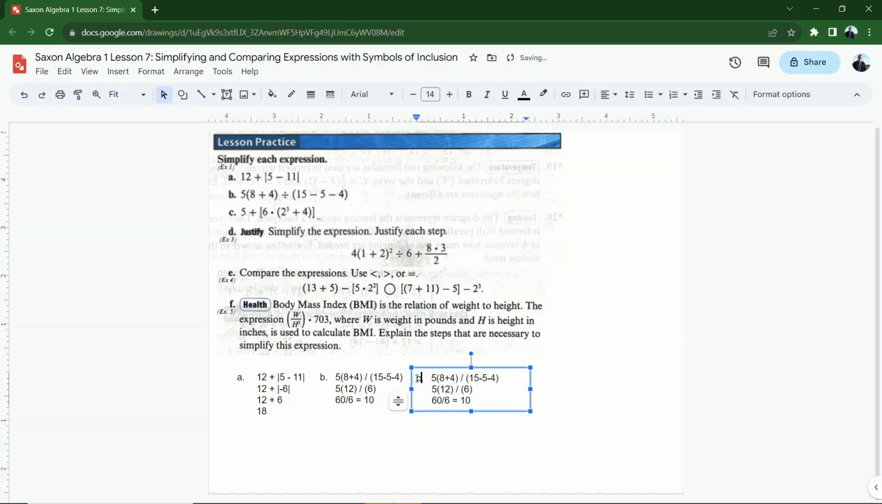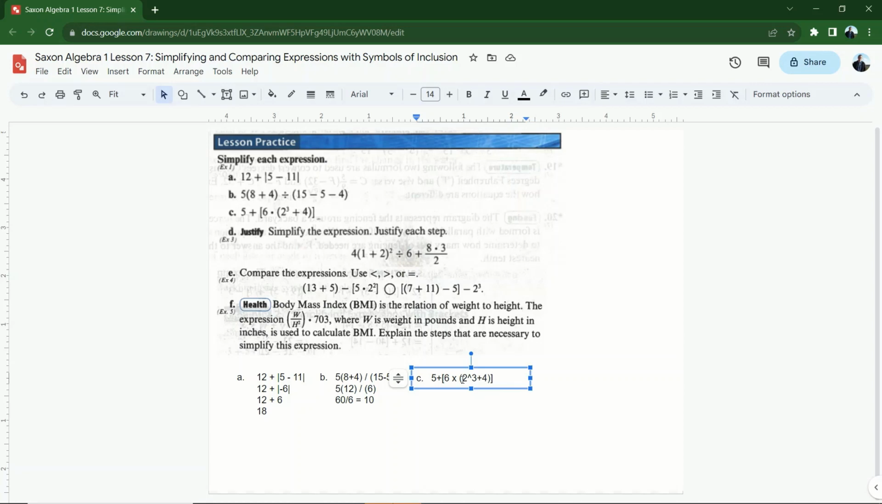In this one, we have this long inclusion symbol. So 5 plus, open bracket, 6 times, and then in parentheses, 2 cubed plus 4, and then end bracket. Okay, now here's the thing. What I need to look for is the innermost inclusion symbol. I have to work the innermost inclusion symbol first and then work my way to the outermost. My innermost inclusion symbol is this parentheses with 2 cubed plus 4.